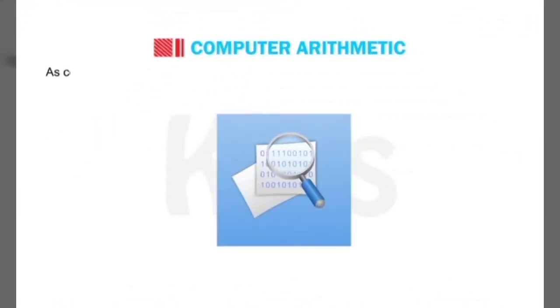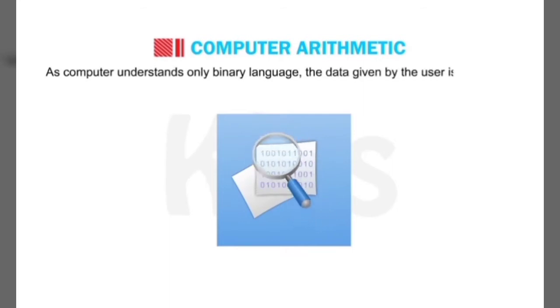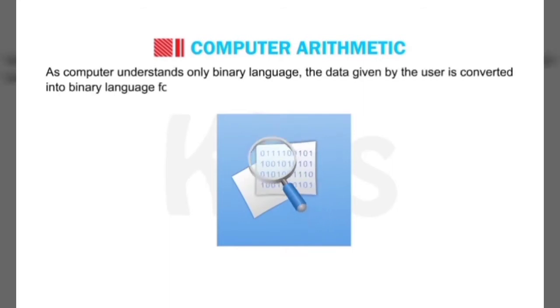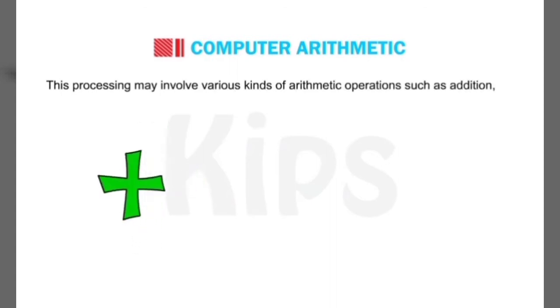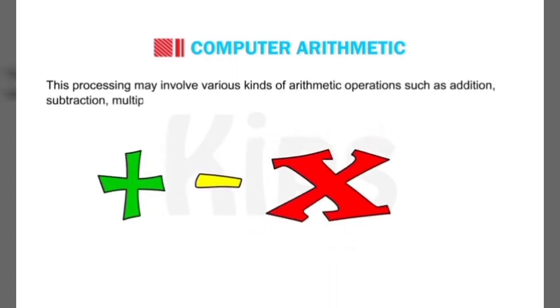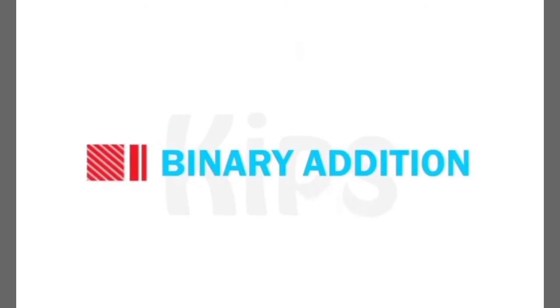Now it's computer arithmetic. As we do addition and subtraction in math, similarly we do arithmetic in computers. This processing may involve various kinds of arithmetic operations like plus, minus, multiplication and division, like you do in the decimal number system. So let's start with binary addition.